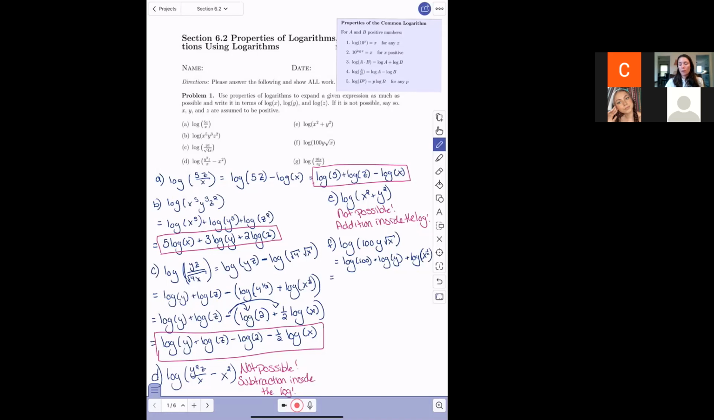Good. What is the logarithm of 100? Anyone know? Is it 10? Good, it's 10. And you know that because you could ask yourself, 10 raised to the power of what equals 100? Oh, sorry, it's 2. 10 raised to the power of 2 is equal to 100. Okay. Now we have plus log of y, and then plus, how can I rewrite this last term here, log of x to the power of 1/2? Is it plus 1/2 log x? Good, it'll be plus 1/2 log of x. That's using property 5. Any questions there?